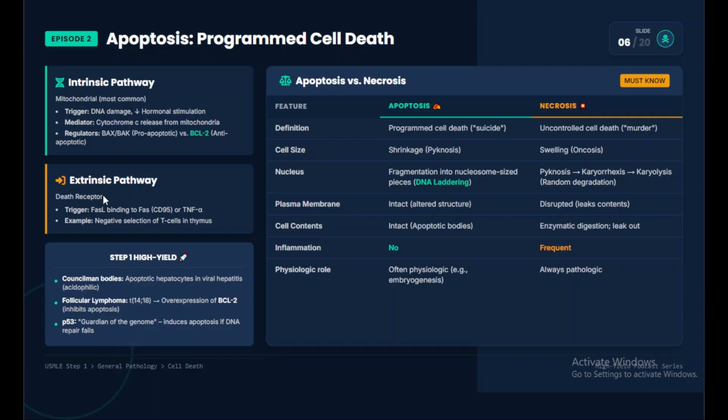A great example of this is negative T cell selection in the thymus, where the immune system selectively eliminates self-reactive T cells through apoptosis to prevent autoimmunity.